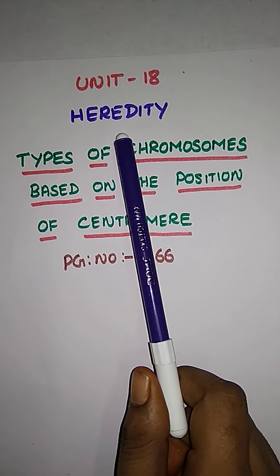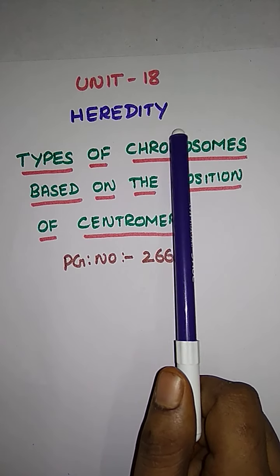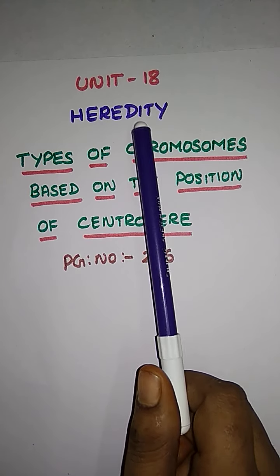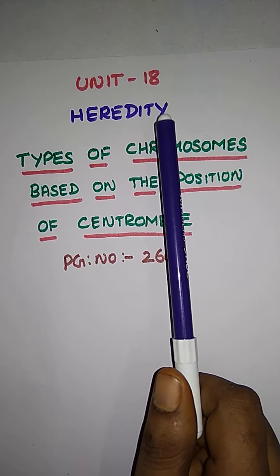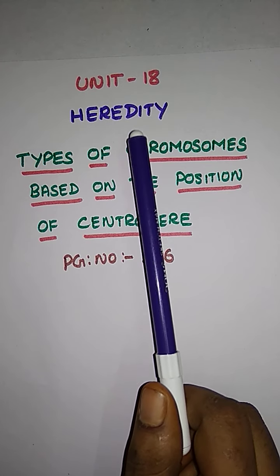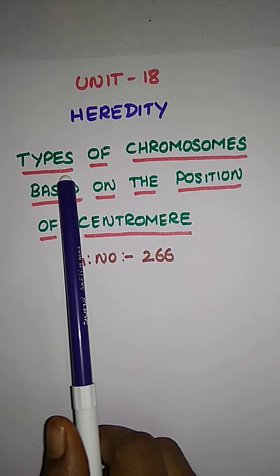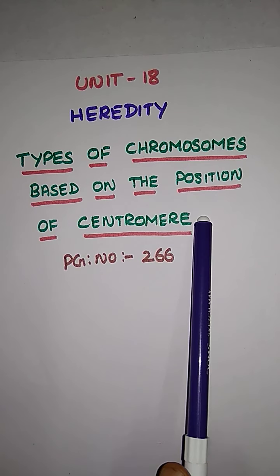Today we are going to discuss the heredity lesson, unit number 18. Just recall what we saw in the last class: chromosome, DNA and gene. Right? We saw the regions of chromosome. And in today's class we are going to discuss the types of chromosome based on the position of centromere.